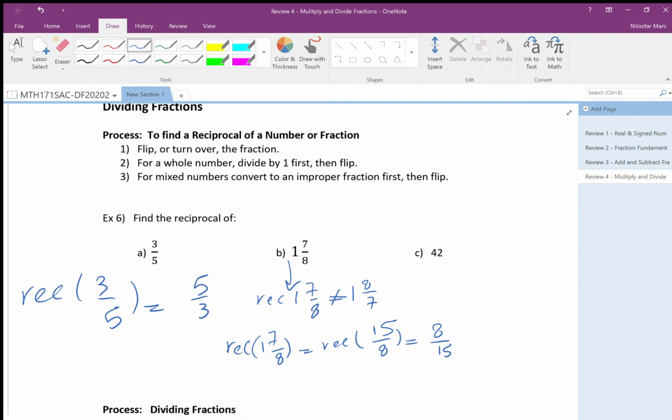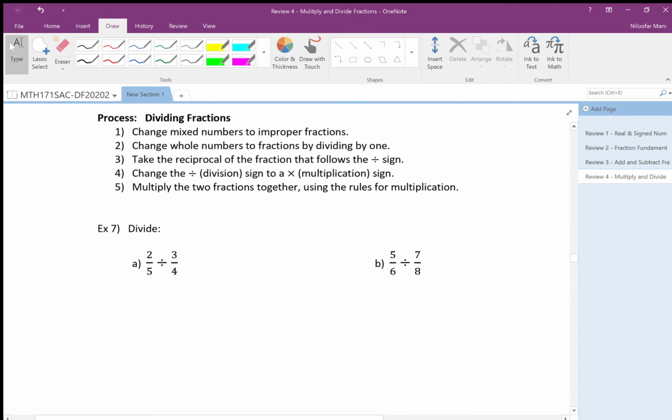How about the other one? Okay, I don't see any fraction. It doesn't matter. When I don't see one, it means over 1. So what is the reciprocal of 42/1? It is 1/42. So when you don't see any fraction, the denominator is 1. So just leave 1 and then flip it. Okay, so what is the reason I need to know that? Because for division, we need the reciprocal.